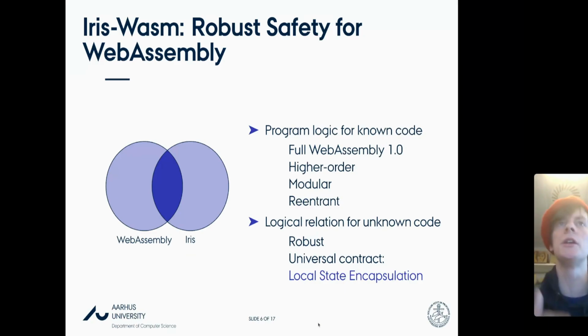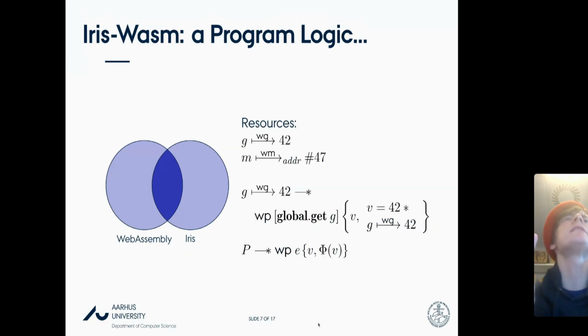We model reentrancy, meaning you can call the host, the host can call WebAssembly back, and you can have these kinds of complex interactions between the host and WebAssembly. And we've defined a logical relation that goes hand in hand with the program logic that allows you to reason about unknown, untrusted code. It's what we call robust safety. And what that means is basically if you are making a call to a function that you don't know, say a library function to a library that you don't trust, you're still able to say some meaningful things about that interaction.